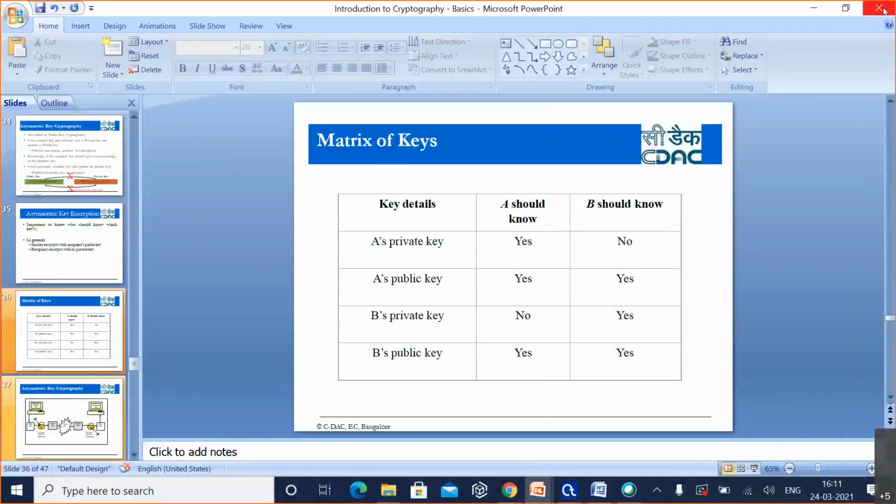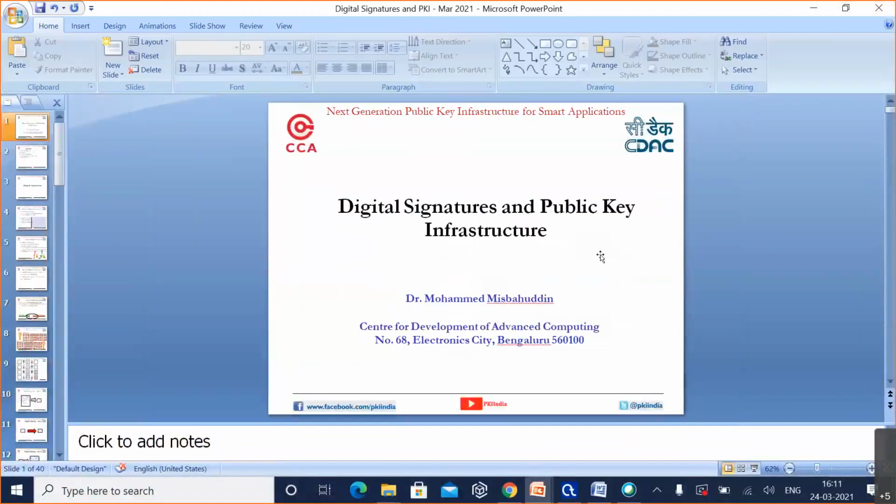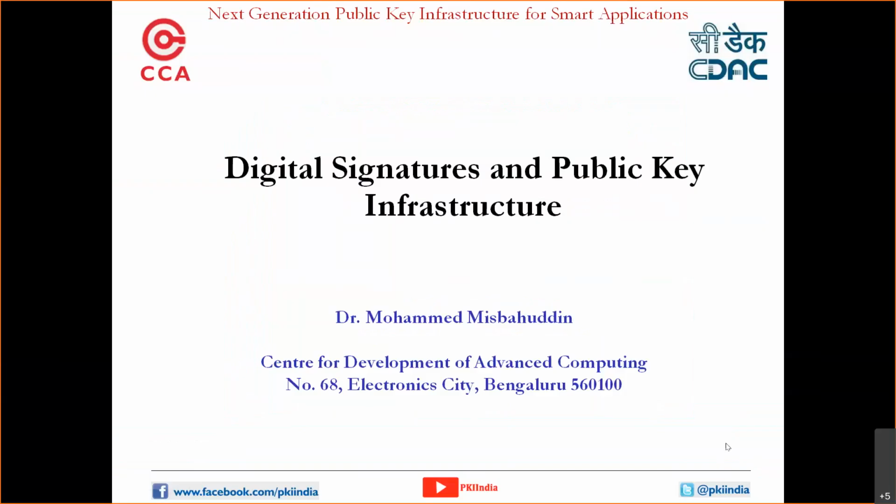Now I'll go directly to the digital signature. Before getting into this, I would like to ask you, please put it in the chat box very fast: how many of you are already using a digital certificate? If you are using, simply type yes.